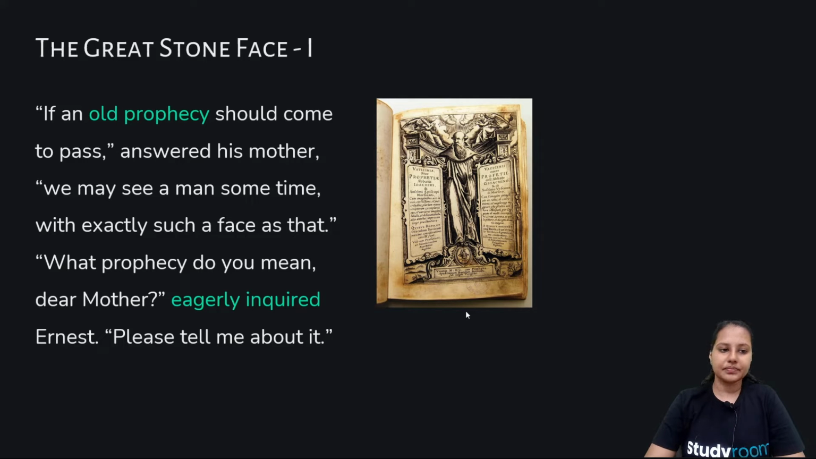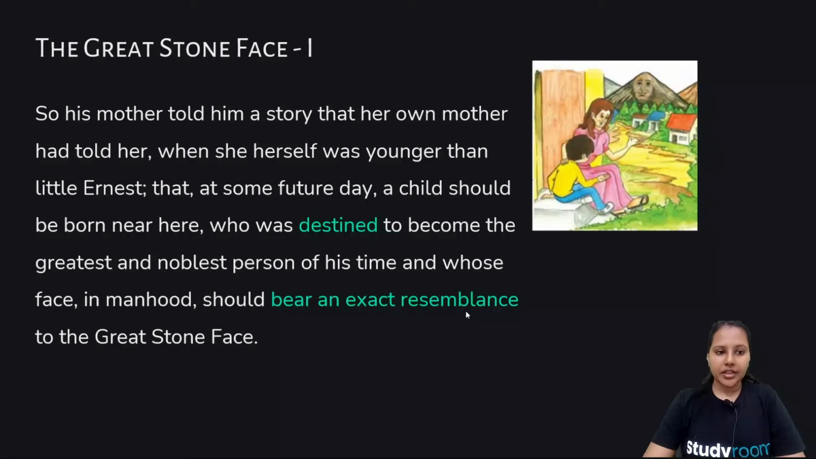Tell me what prophecy. So his mother told him a story that her own mother had told her when she herself was younger than little Ernest: that at some future day a child should be born near here who was destined to become the greatest and noblest person of his time, and whose face in manhood should bear an exact resemblance to the great stone face. So the story that the mother's mother passed on is the same story she tells to Ernest, that if a child born near this stone face is so noble and so kind, he or she will have the resemblance to the great stone face.